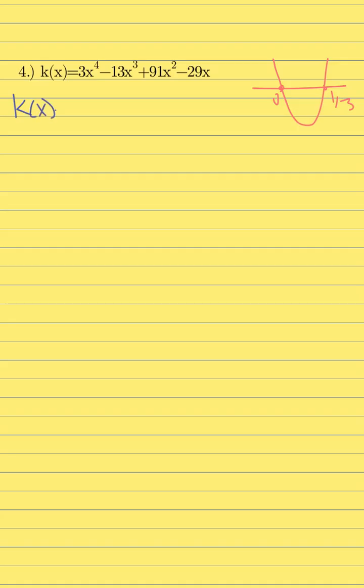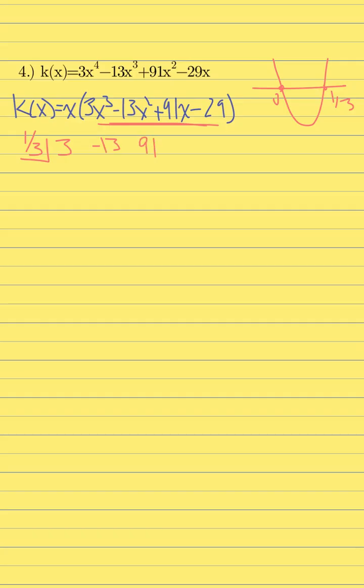If I'm just going to take out the x, then I'll be left with 3x to the third minus 13x squared plus 91x minus 29. And now we're going to have to factor out that 1/3, but we're not going to do it out of everything. We'll just do it out of this cubic part. So when we do synthetic division, I'm going to use 1/3 in my box. And my coefficients are 3, negative 13, 91, and negative 29.